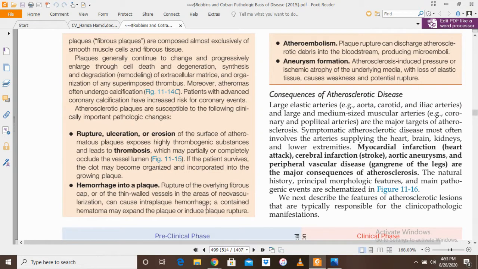Intraplaque hemorrhage is a contained hematoma that may expand the plaque, and due to that, the atheromatous plaque suddenly increases in size and encroaches on and disturbs the flow of blood, or induces plaque rupture. And that intraplaque hemorrhage can also induce the rupture of the plaque and further increase the risk of formation of thrombus.